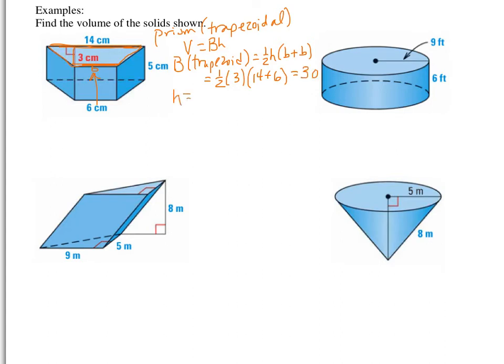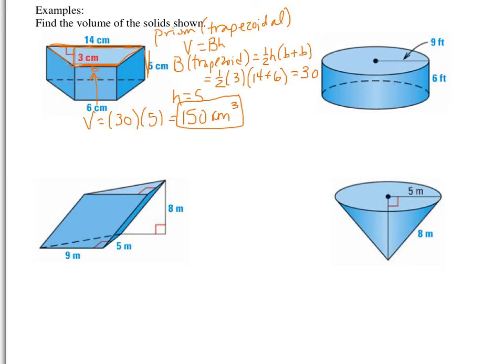Now the h is the height of the prism, so that's this 5 right here. So when we plug everything in, we have the capital B, so that's my 30, times the height of my prism, so that would be 5, and I multiply that and get 150, and this is centimeters cubed because we are using cubic units.